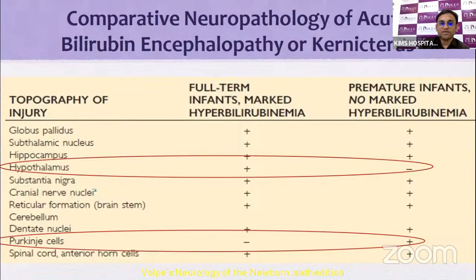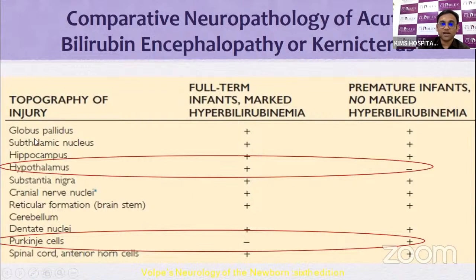The neuropathology in bilirubin encephalopathy is different in full-term and premature infants. Compared to full-term babies, in premature babies the hypothalamus is usually spared. Compared to full-term babies, premature babies have involvement of the Purkinje cells, whereas full-term babies don't have involvement of the Purkinje cells.